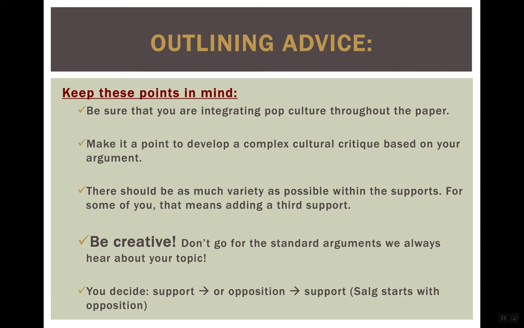And that leads into the next point, be creative. Don't go for the standard arguments we always hear about your topic, right? If you've chosen a topic that's rather familiar, you need to find your unique and creative vision about it. It's not about just regurgitating what your sources are saying. It's really about creating your vision and then finding some sources that go along with it. So keep that in mind. You don't have to find the most common support and opposition. You need to find some that are unique and that are culturally significant.